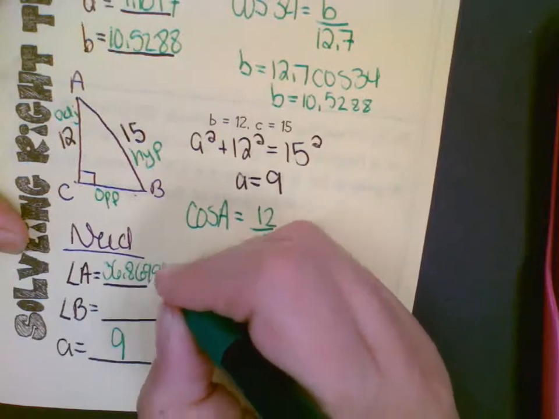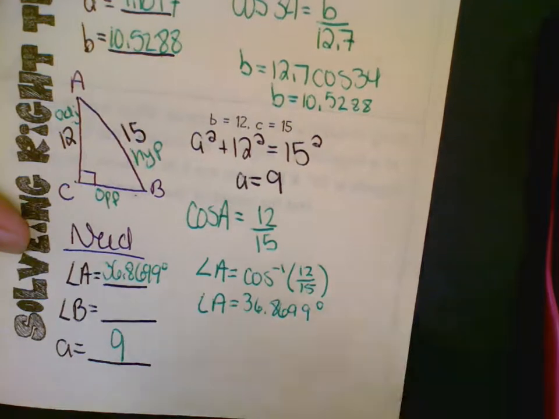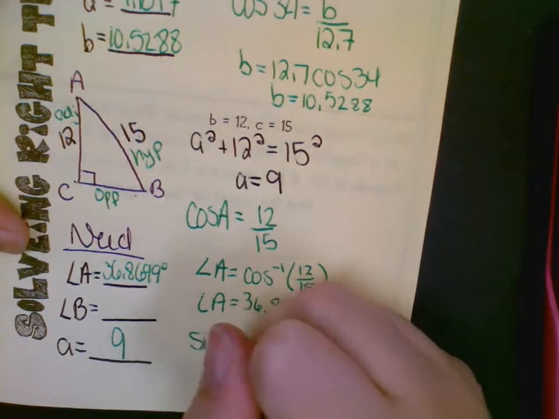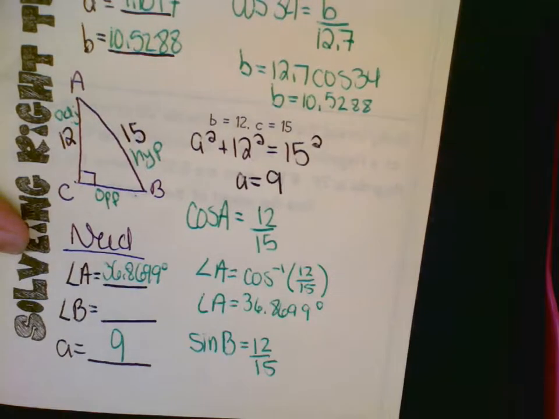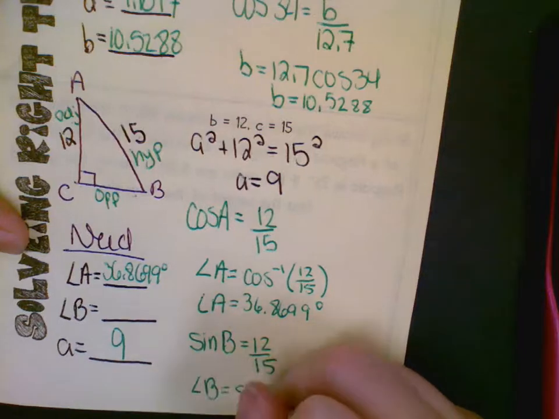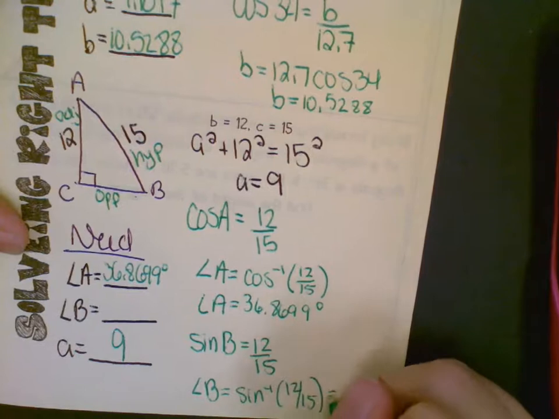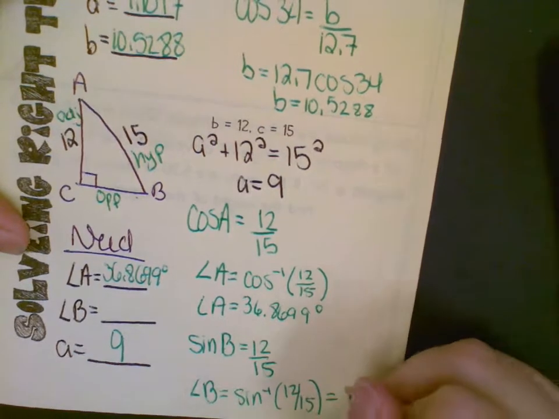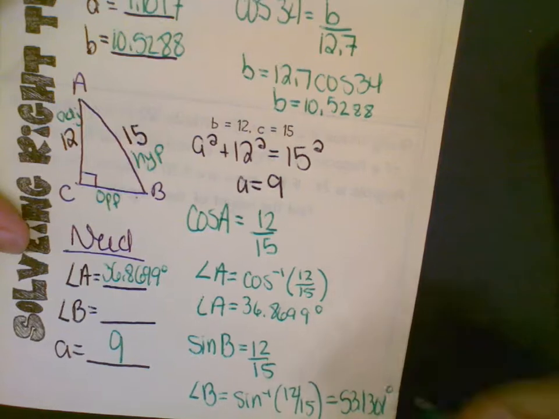So what trig function would we use to set up for angle B? Very good. We would use sine. So sine of angle B is equal to 12 over 15. And then we do the same thing that we did on the last one. So angle B is equal to the sine inverse of 12 over 15, which if we type that in our calculator, we get 53.1301 degrees.